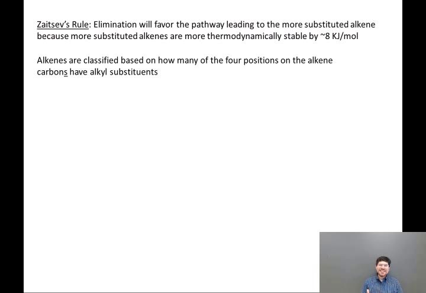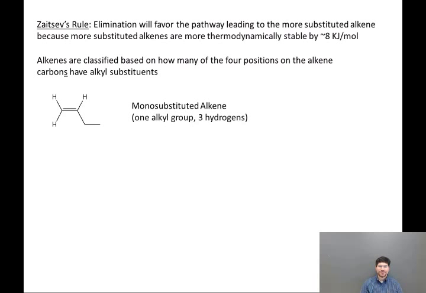So having said this, I need to introduce a slight aside and talk about what I mean by more substituted and less substituted alkenes. Alkenes are classified based on how many of the 4 positions on the alkene carbons have alkyl substituents. Okay, a double bond by definition is between 2 carbons, and if 2 of the bonds are between those 2 carbons, that leaves 2 more positions on each of the carbons, so a total of 4 positions.